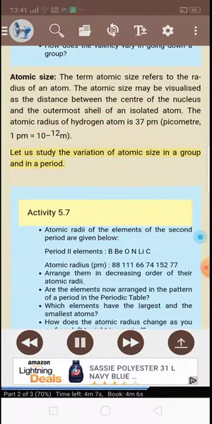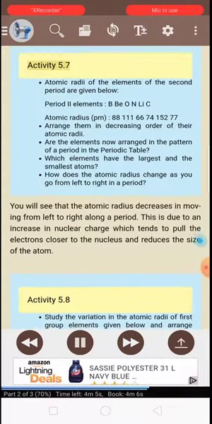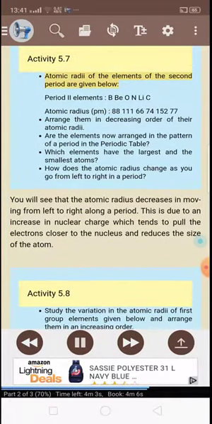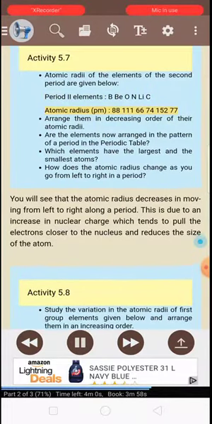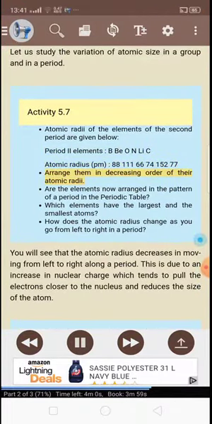Let us study the variation of atomic size in a group and in a period. Activity 5.7. Atomic radii of the elements of the second period are given below. Period 2 elements B, Be, O, N, Li, C. Atomic radius in pm: 88, 111, 66, 74, 152, 77. Arrange them in decreasing order of their atomic radii. Are the elements now arranged in the pattern of a period in the periodic table? Which elements have the largest and the smallest atoms? How does the atomic radius change as you go from left to right in a period?